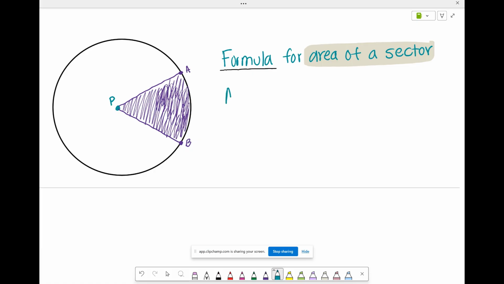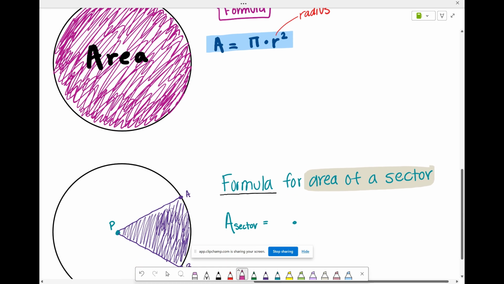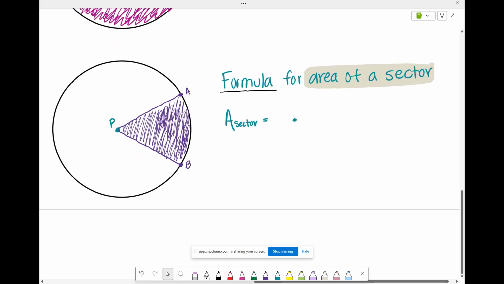So we're going to use this formula here. We're going to use A for area, and since we're not taking the area of the entire circle, we're just going to put sector. For the entire circle, to find the area, we do pi r squared. We're going to implement that in our formula for finding the area of a sector.